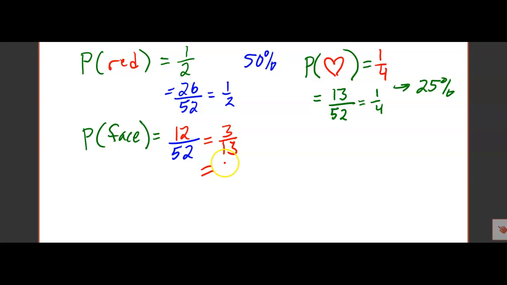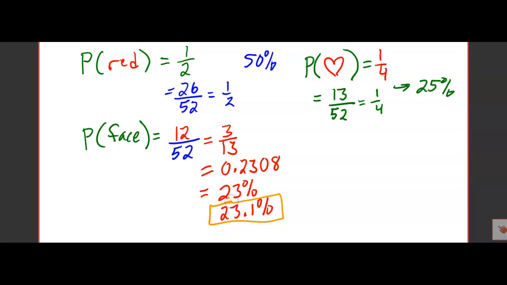That is equal to 0.2308. So I would say that basically my actual probability percentage, 23%, or 23.1%, I would consider those both correct. Actually, this is probably a little bit more accurate because I said to round off to 1 decimal place. So 23.1% is the probability of pulling a face card out of the deck randomly.